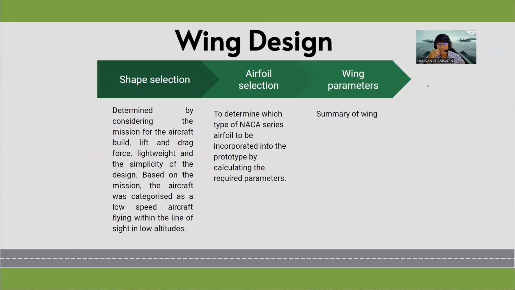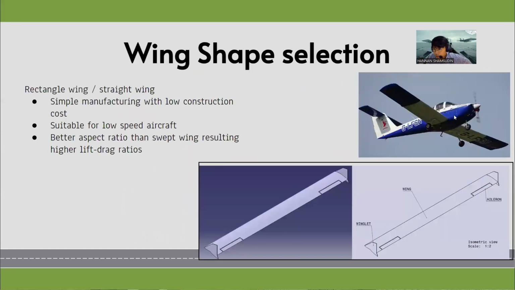So this is for my part, which is the wing design. I started the process of designing the wing by selecting the shape for our wing, and then after that, the airfoil selection, as well as we are going to cover the wing parameters. Based on the picture on the right side, as you can see from here, this is a rectangle wing.